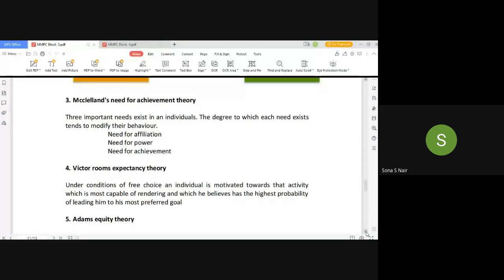What is need for affiliation? Need for affiliation is the need to be interacting with people, having good relations with people, and having friendships.